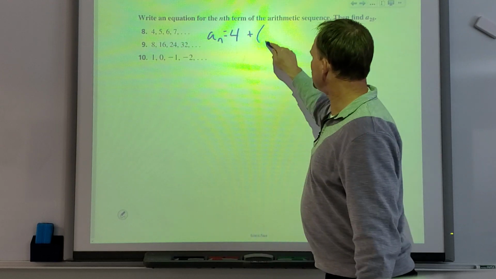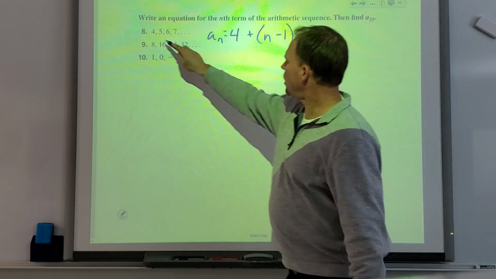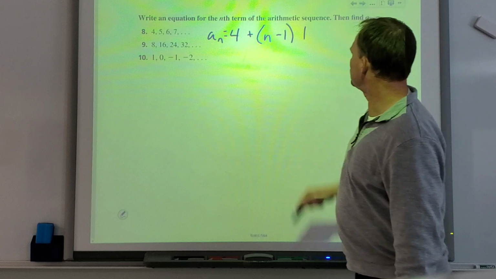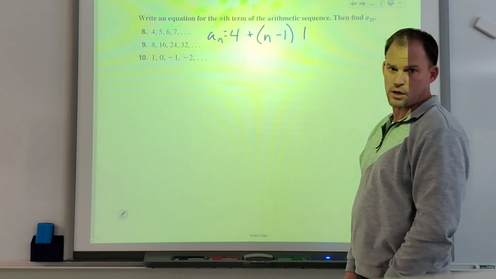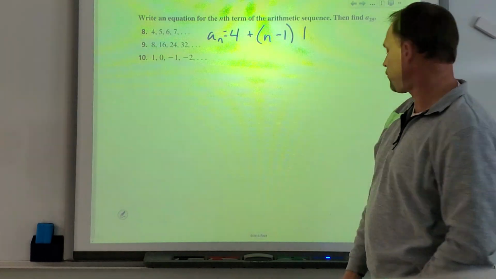I don't put a common difference in the first time, or I don't put an n in the first time. The common difference is 1. So that should be your first equation. All right? I'm going to go through and do all these equations first.